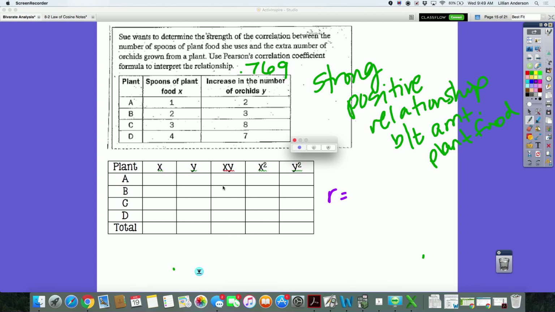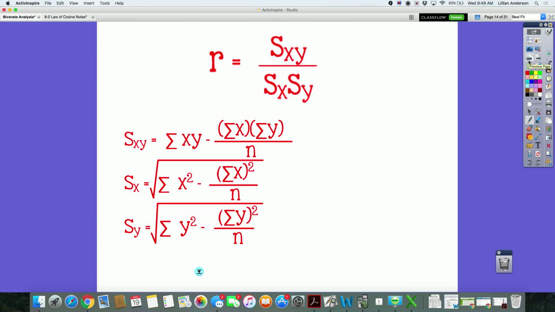All right, so when you're finding your correlation coefficient by hand, you want to follow this formula here, where R equals S sub xy divided by S sub x times S sub y. What are those things? Here are the respective formulas that you need.